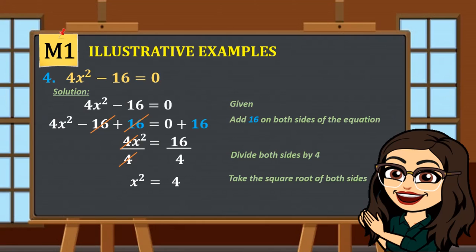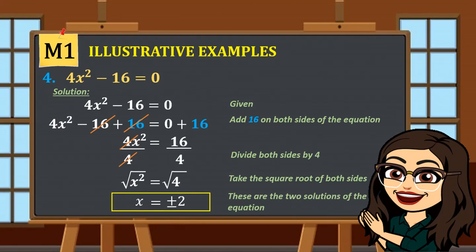So next step, take the square roots of both sides. So the square root of x squared is x. Then the square root of 4 is positive and negative 2. So these are the two solutions of the equation, positive 2 and negative 2. And that is the last example for the first method. So extracting the square root.